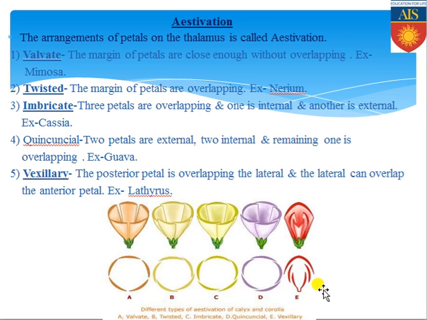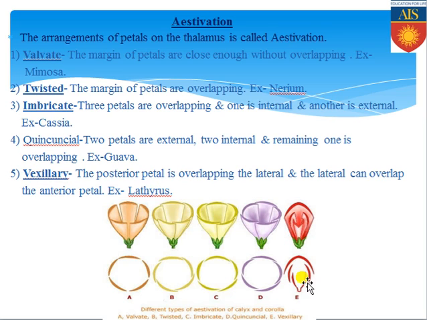If you come to the quincuncial, it is a type of estivation where two petals are external. You can see properly this petal is external and this petal is external. External means both of the edges or both of the margins will be outside, and two are internal, you can see also this one and this one, these two are internal, and one remains in the overlapping condition. So this one is the overlapping. So for that reason, two outside, two inside, and one overlapping. That's why they are known as quincuncial. Example is guava.